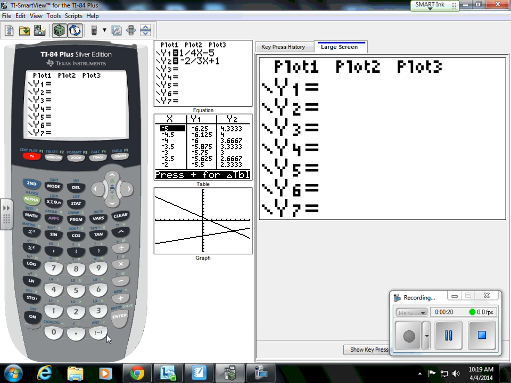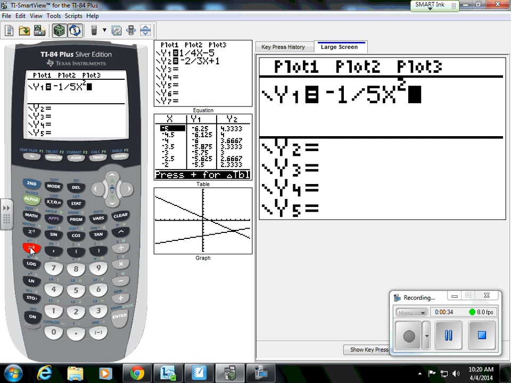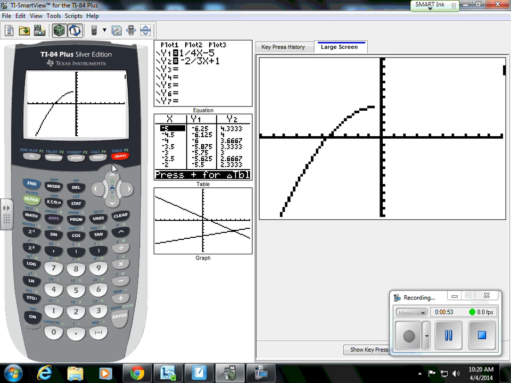I'm going to put in a function that is a parabola, so I'm going to put in negative 1/5 x squared, because it is a parabola, plus 4. Now that parabola, we know from graphing techniques, is going to open down. It's going to shrink or become wider, and it's going to be pushed up 4. So now when I hit my graph, I'm going to see that graph of that parabola.